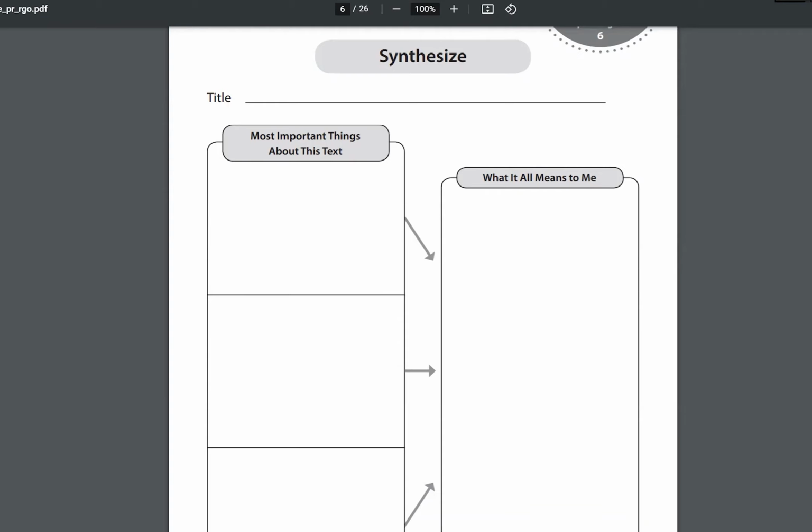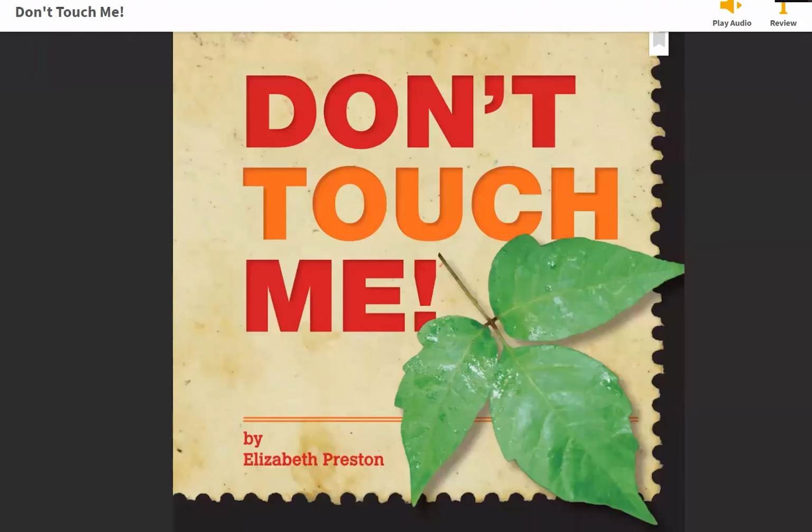Okay, so the text that we're going to read today is called Don't Touch Me by Elizabeth Preston. And so I'm seeing here some leaves from a plant. I noticed that all of the letters are in caps. So that means it's something that I should really be paying attention to. It's something that is really a big deal. Don't touch me. So it makes me think some of these plants might even be dangerous to me. I don't know. Let's go on and read.